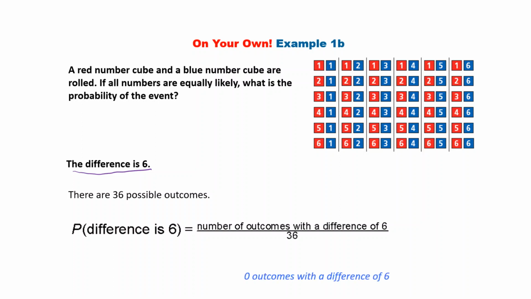A difference of 6. There's none of them that will give me a difference of 6, okay? 6 minus 6 is 0, so that's not going to be it. 5 minus 6, or 6 minus 5. 1 minus 1, there's no way. So I have 0 outcomes that would be the difference of 6. So that tells me that the probability of that happening is 0.